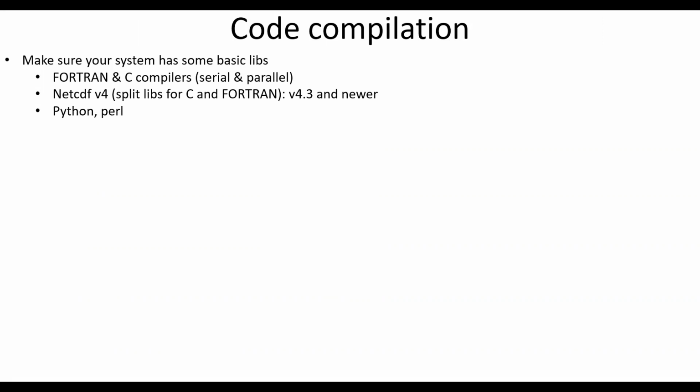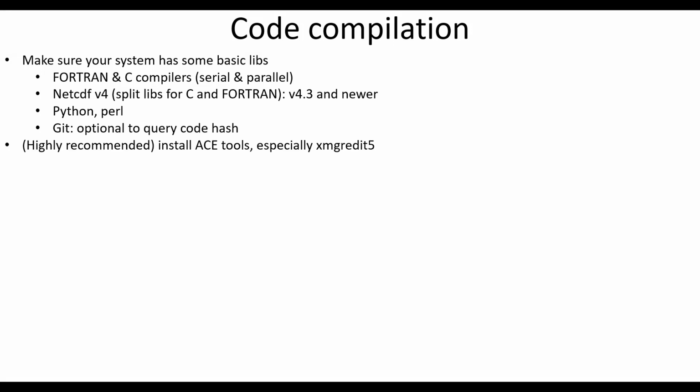And your system needs to have some basic Python library and also Perl. Okay. And this is optional, but we recommend that you use GitHub to clone the Schism source code to your local system, right? And then, this way, later on, after you compile, after a while, you can actually use the executable to query the code version, or so-called hash.